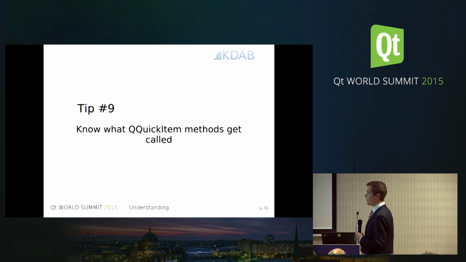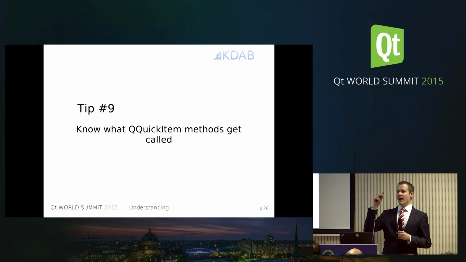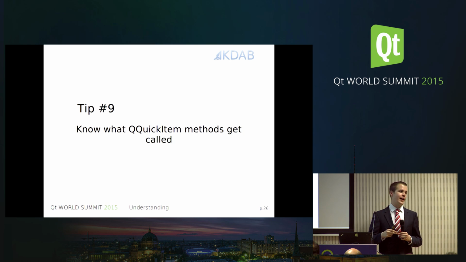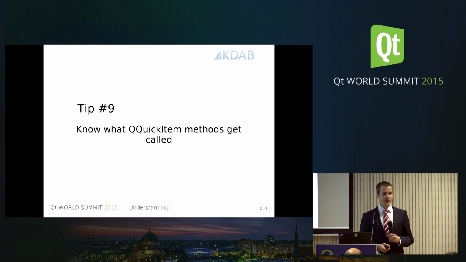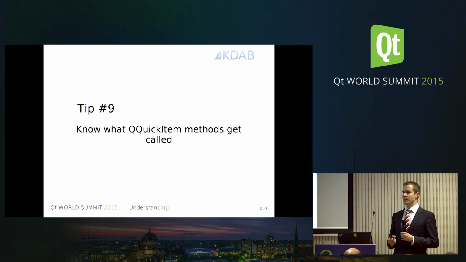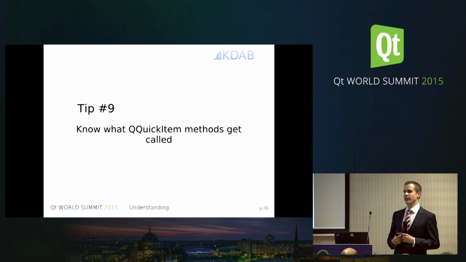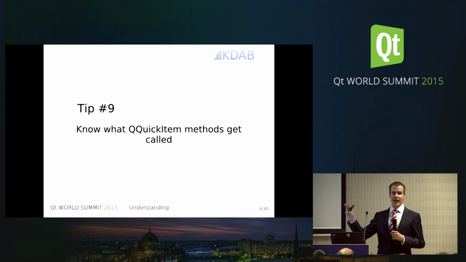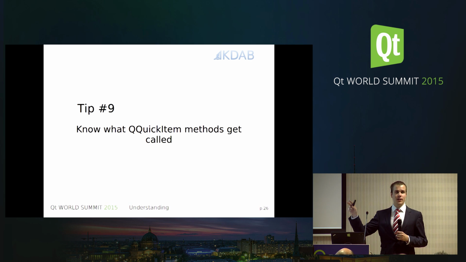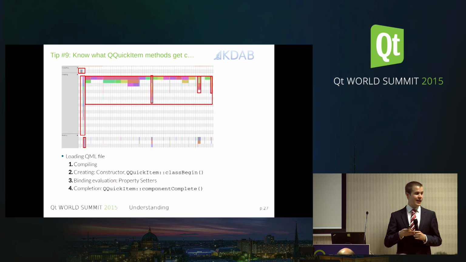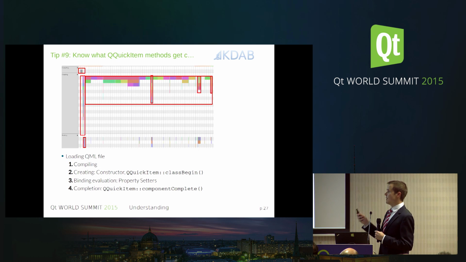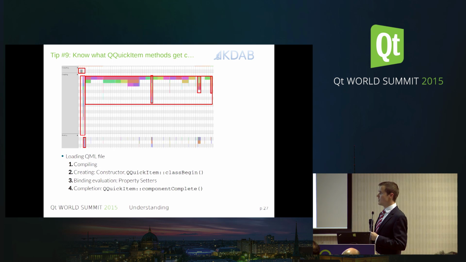Okay, next tip. In some situations, the QML engine will invoke methods of your item. So if you have written a QtQuick item in C++, the QML engine will call methods in it. And to know which methods are called, it's important for debugging and for profiling. Because if you see a certain thing taking a lot of time in the QML profiler, you want to know what C++ code is behind that. So if you only look at loading a QML file, you have basically three methods getting called.